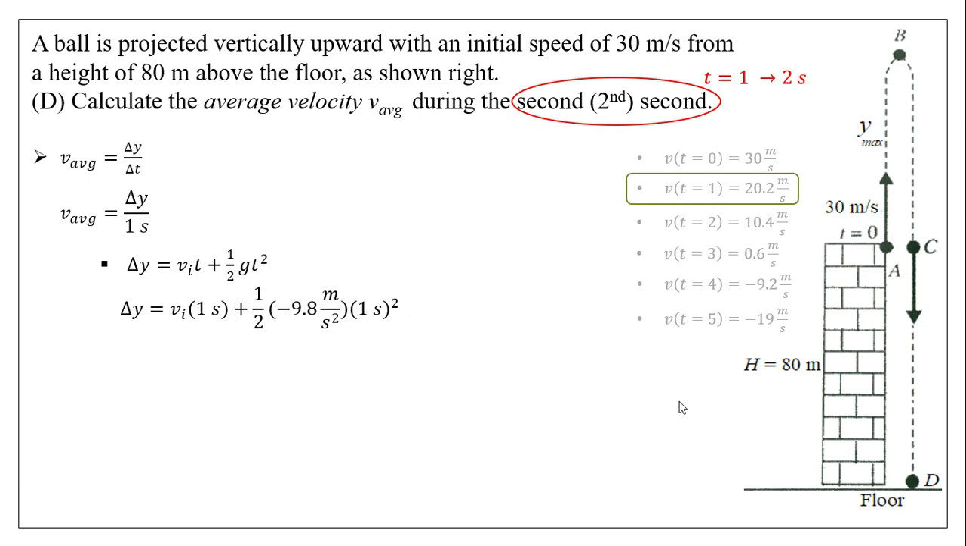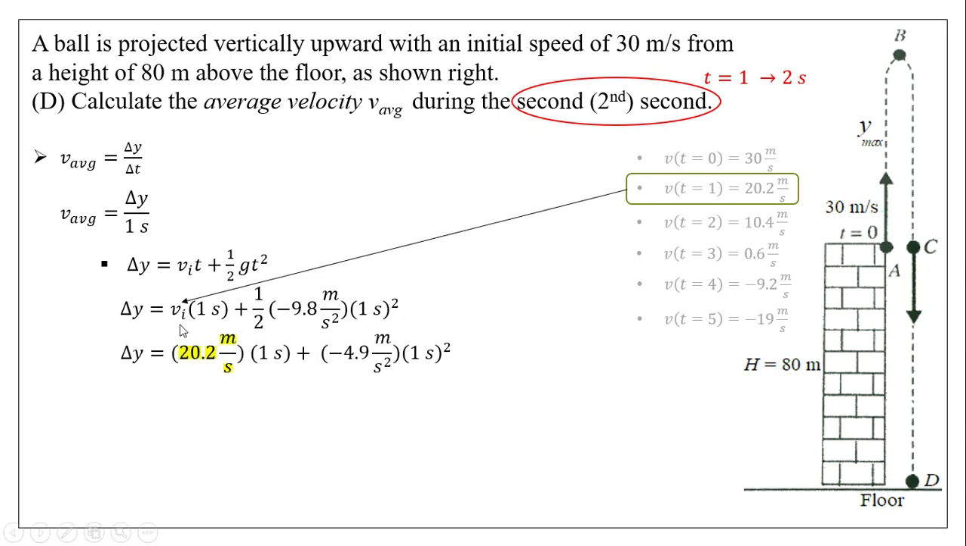Now, I'm boxing that because this problem starts at 1 second. So my velocity at 1 second is 20.2. I want to substitute in for my velocity there. Therefore, my initial velocity for this particular part is 20.2 meters per second. So if I simplify all this on my calculator, I'll get a value of 20.2 minus 4.9. Okay, because negative 4.9 times 1 is just negative 4.9. And that will give me a displacement of 15.3.